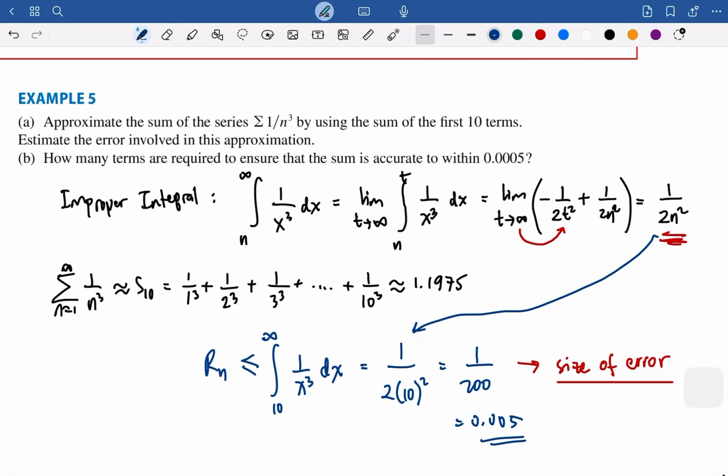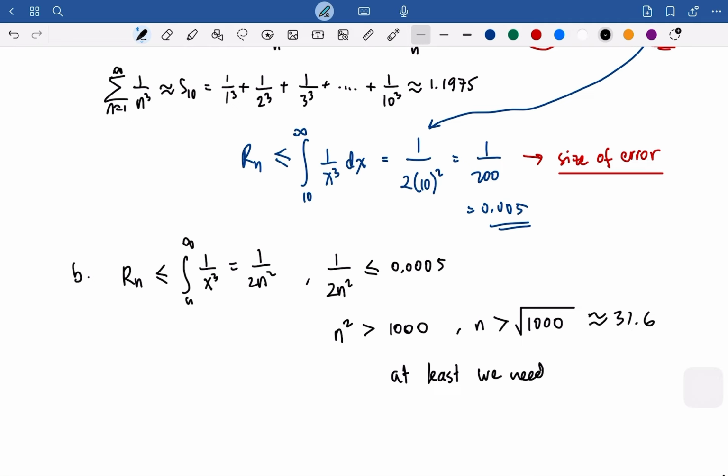Or if we want to make it approximately a number, we can say this is 31.6, and we can make it a whole number. We need to make sure that at least we need n equal 32 to confirm accuracy is within 0.0005.